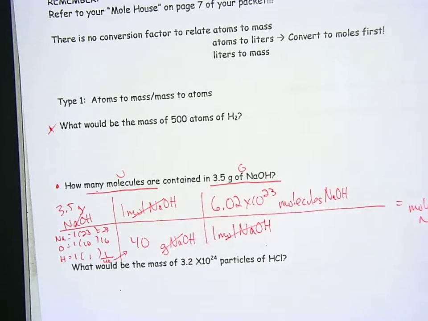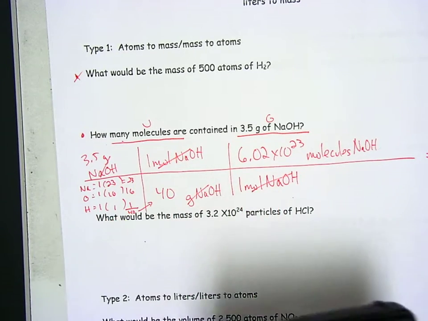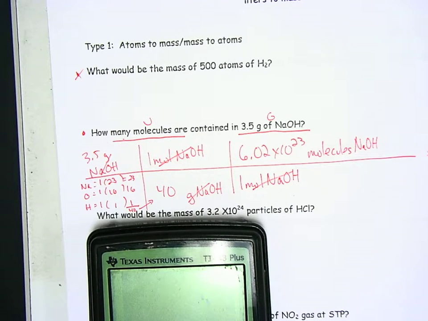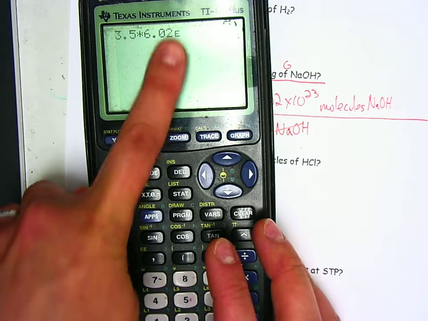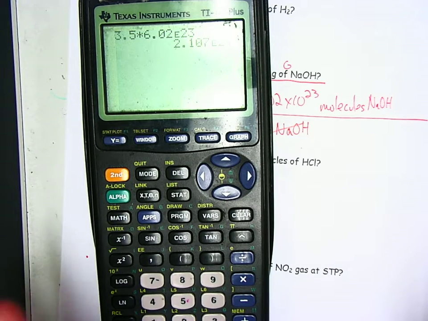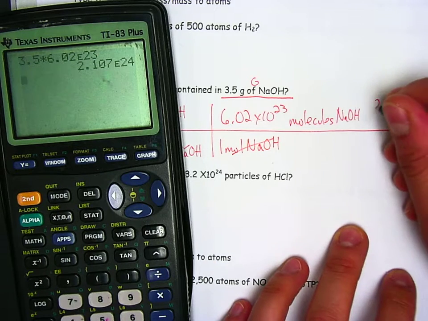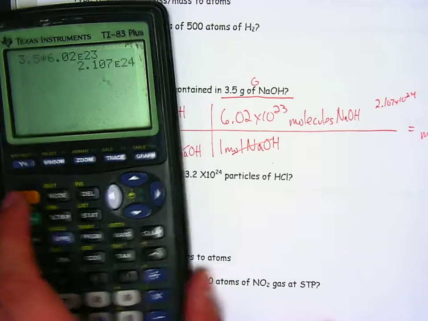So here, we have to multiply the top numbers. We can ignore the 1s because that won't change our answers. So theoretically, it's 3.5 times 6.02 times 10 to the 23rd. So 3.5 times 6.02. I'm going to do the second button, EE. There's my times 10 to the part right there. And then 23. That's the top number, my total numerator. If you want to write that down, you can. You don't have to. That's easier for you to do the math.